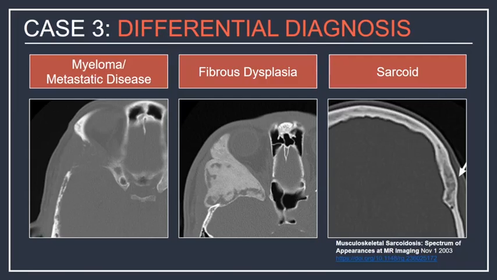Sarcoid can also have lytic lesions within the bone, and when it has been described in the literature, oftentimes these areas of lucency in terms of distribution more often involve the digits, and it has been described as a lace-like kind of appearance.